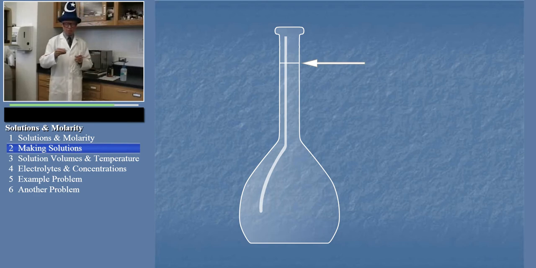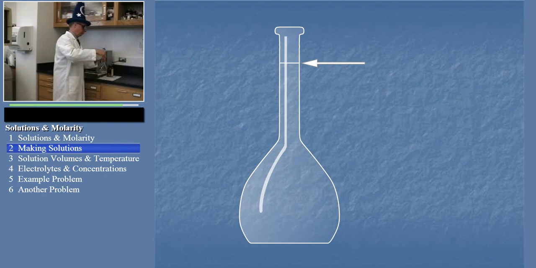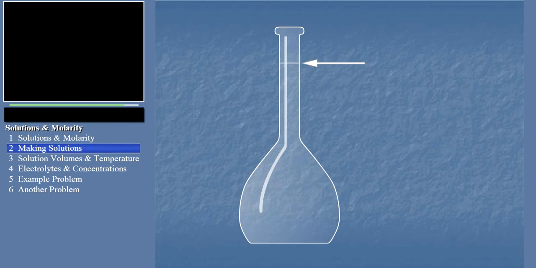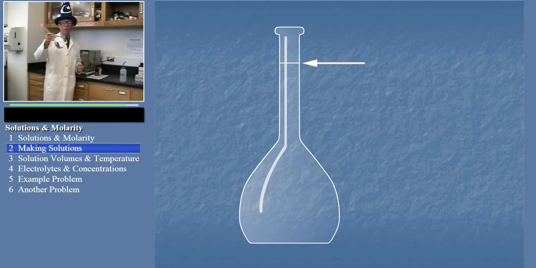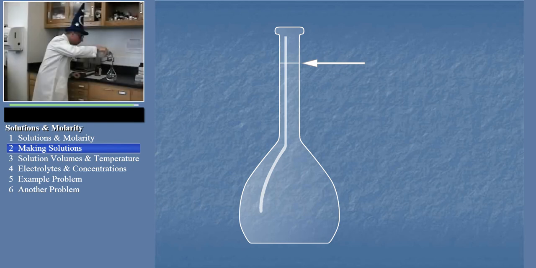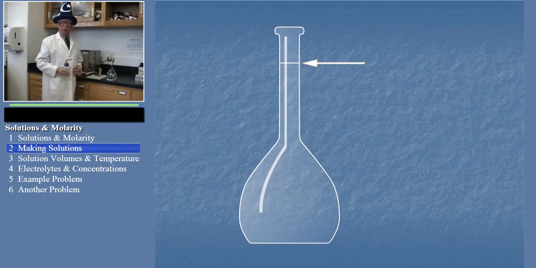So I pour the potassium nitrate into the flask. Then I begin adding water. Once the flask is about half full, I swirl until the potassium nitrate is dissolved. Then I add water up to the mark. There, our solution is done.